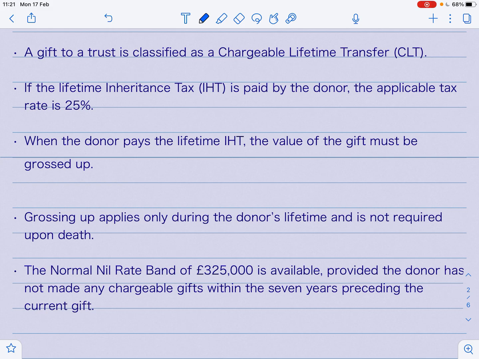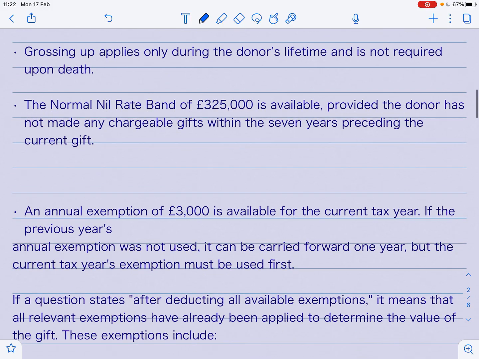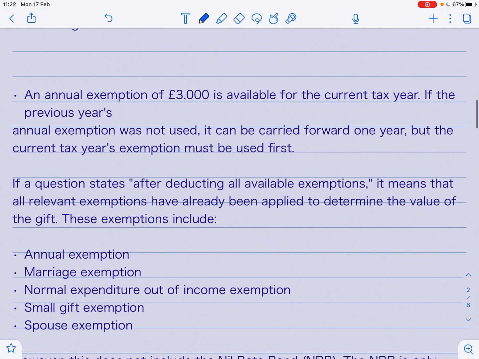When the donor pays the lifetime inheritance tax, the value of the gift must be grossed up. I'll be explaining what that means when we are dissecting the question. So grossing up applies only during the donor's lifetime and is not required upon death. Yes, that's another point that you need to be clear about. Next is the normal NRB band of £325,000, which is available provided the donor has not made any chargeable gift within the 7 years preceding the current gift. So there is this rule of 7 years, and it's one of the principles that you sure have to understand.